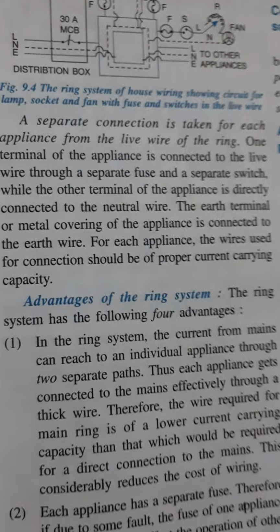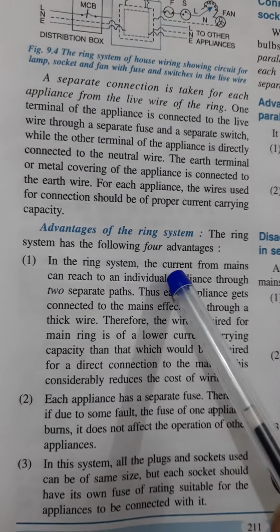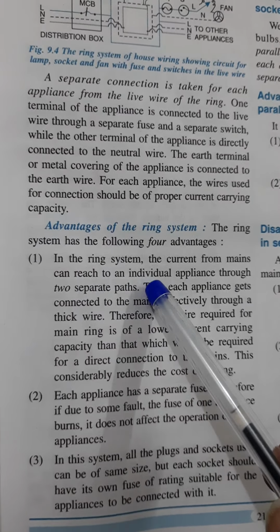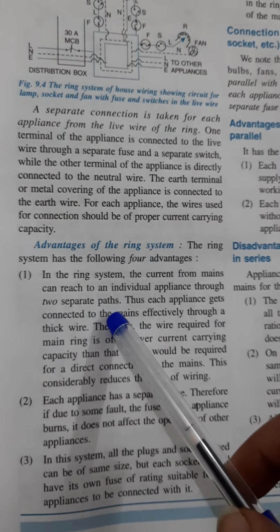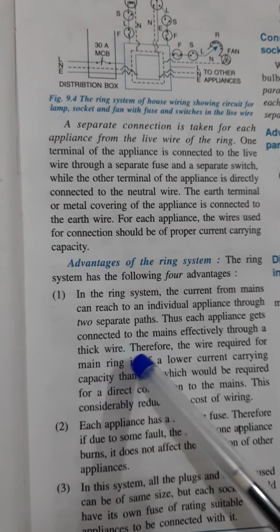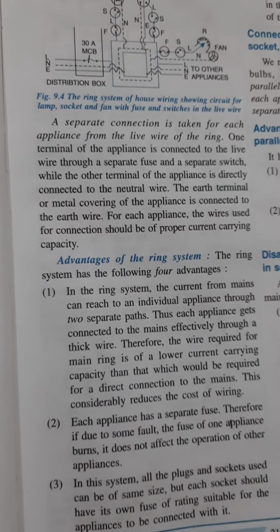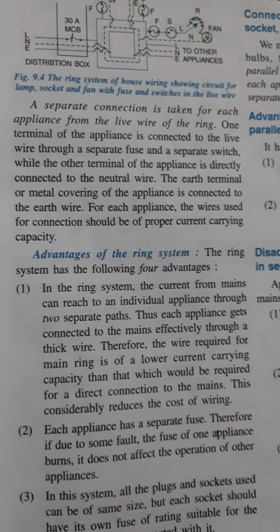Next is the advantage of the ring system. The ring system has the following advantages. First, in this ring system, the current from the main can reach the individual appliance through two separate paths. Thus each appliance gets connected to the main effectively through a thick wire. Therefore the wire required for the main ring is of lower current capacity than would be required for the direct connection to the mains.